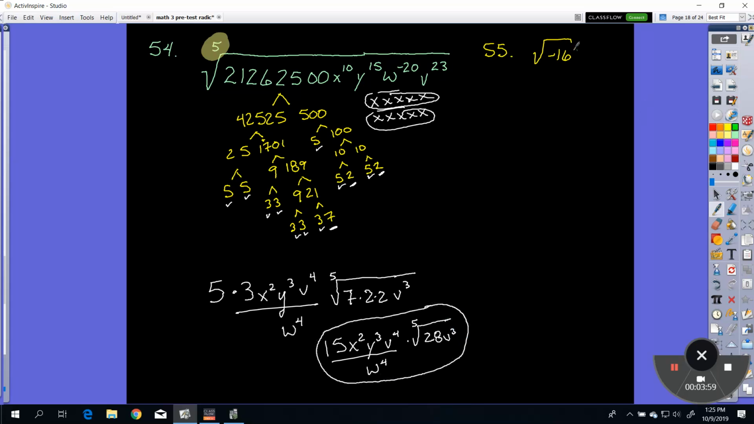Now, number 55, much shorter. The square root of negative 16 is 4, because 4 times 4 makes 16. And then the negative comes out as an i. So 4i is my answer. So remember, anytime you have a negative under the square root, it comes out as an i.